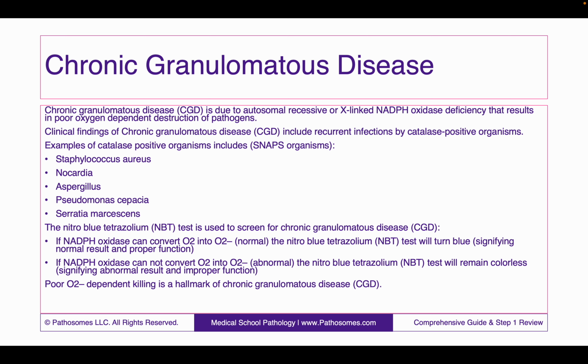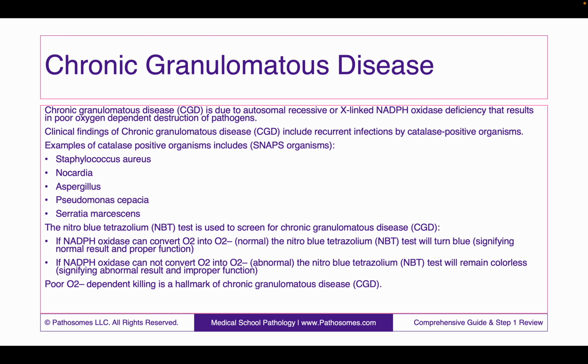There's a specific test for this that you need to be aware of. The nitro blue tetrazolium test is used to screen for chronic granulomatous disease. If NADPH oxidase can convert O2 into O2 minus, that would be normal, the nitro blue tetrazolium test will turn blue, signifying a normal result and proper function.